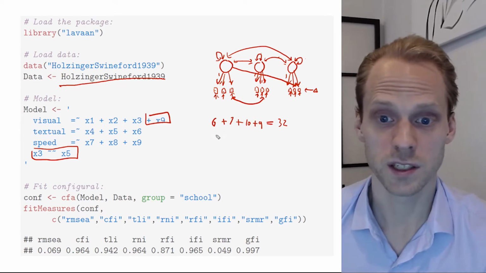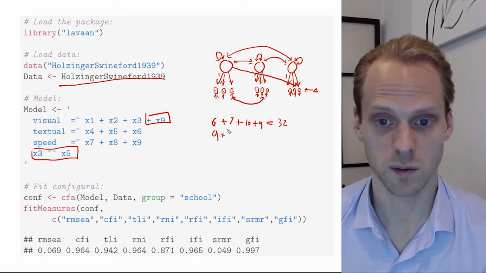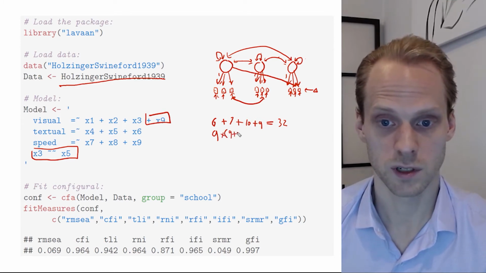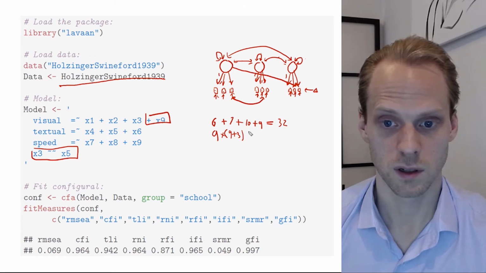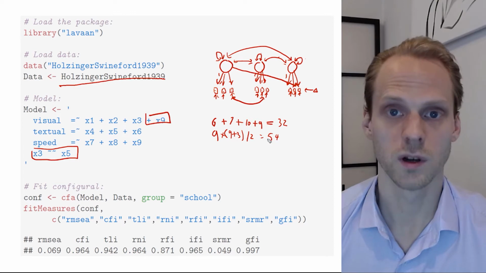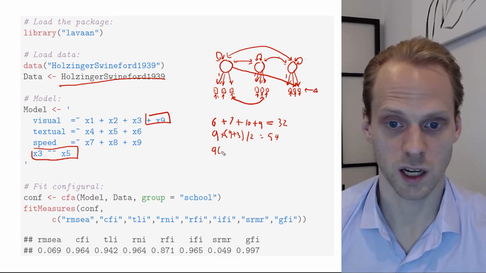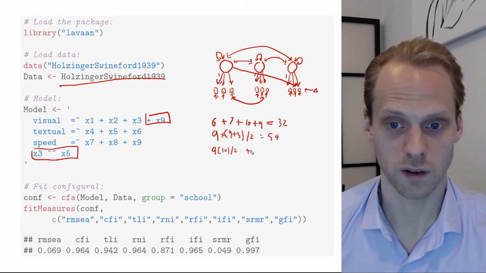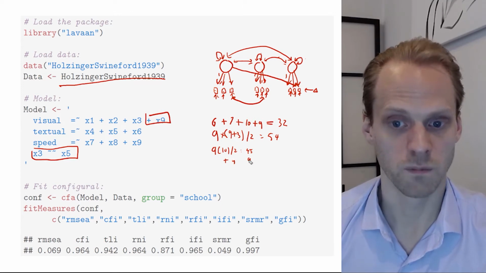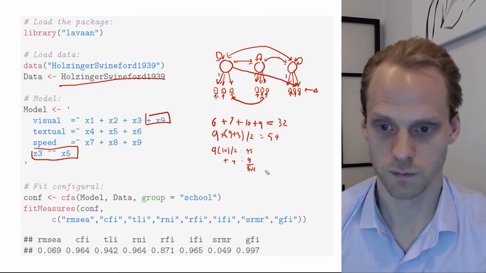So how many observations do we have? We have 9 items, so 9 times (9 plus 3) divided by 2 equals 54 observations. Right? We can also think about that as having 9 times 10 divided by 2 equals 45 variances and covariances, plus 9 intercepts, equals 54.